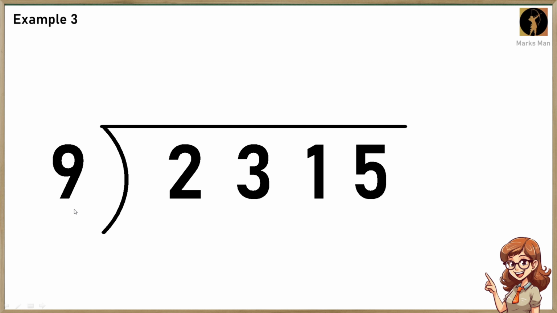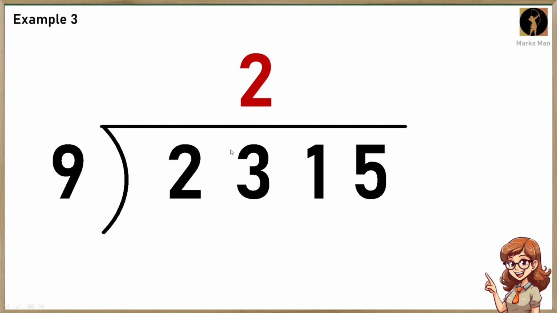Next example, here we have a 4-digit dividend divided by a 1-digit divisor. So you just need to do the steps that we did in our previous examples. Here, you cannot divide 2 by 9 since 2 is smaller than 9. So, you need to get a number from the dividend that is bigger than the divisor. So, we need to use 23 since 23 is bigger than 9. So, what is 23 divided by 9? That is 2 since there are 2 9's in 23.